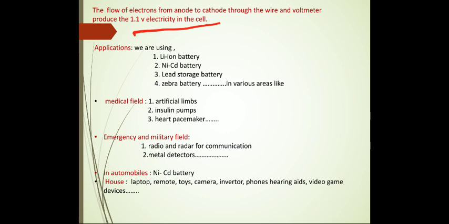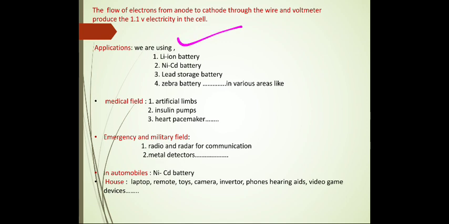So here we are understanding how the electricity is generated and how the reaction is going on in a galvanic cell. Here I am also giving the applications of the galvanic cell.